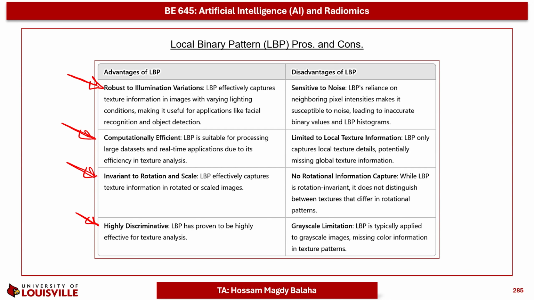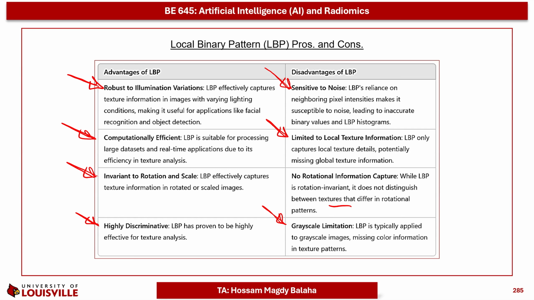But on the other hand, it has different disadvantages, such as it's sensitive to noise. So if you have a high amount of noise in your image, then it may lead to inaccurate results. As you are comparing between the threshold and the neighboring pixel, the noise can mislead the binary masks and the corresponding decimal values. It is limited to local texture information, and it has difficulty distinguishing between textures that differ in rotational patterns. And finally, it has a grayscale limitation, as it cannot be applied to color images.